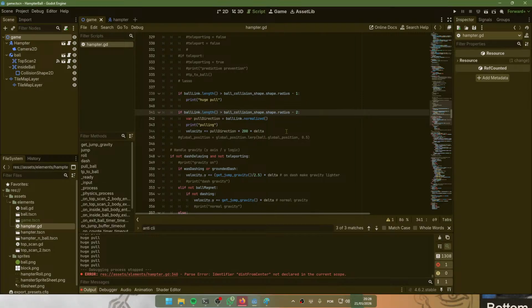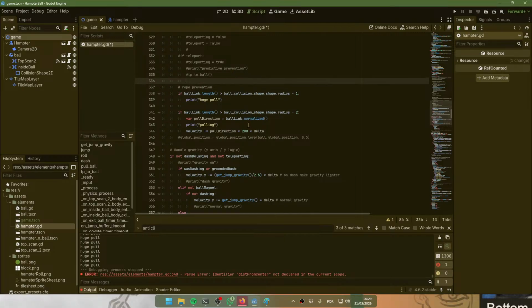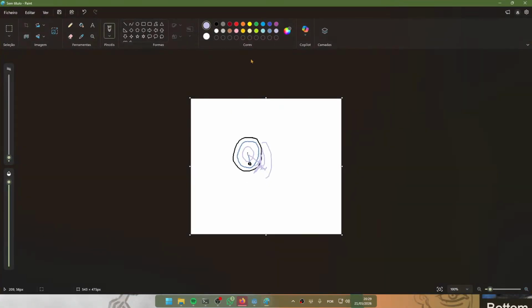I was thinking, the first thing the AI gave me was this strat of getting him and pushing him, sort of a rope sort of thing. Let me do that. Rope prevention. There we go. So I was thinking making one that is more sensitive, like it checks barely when he's off.